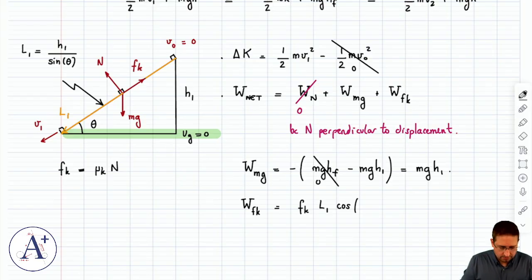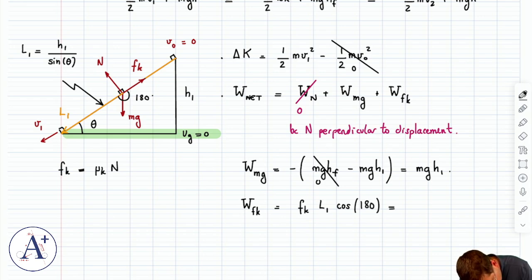But the direction of displacement matters. So the angle here between the displacement and Fk is 180 degrees. So this is cosine of 180. Now cosine of 180 is minus 1. That's what makes the whole thing negative, as it should, because kinetic friction tries to slow me down, so it does negative work. Fk is mu k n, by definition, and then L1. And we know what L1 is. It's h1 over sine theta, so I can just do that.